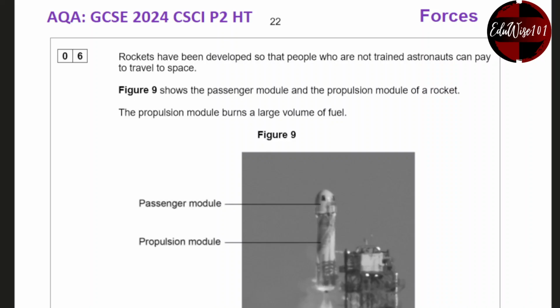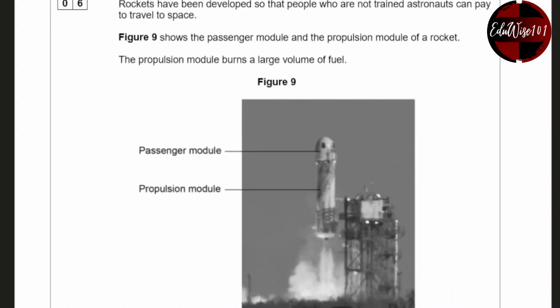In this video, I'm going to go through the AQA Combined Science Physics Paper 2 Higher Tier, question number 6, which is on the topic of forces. Rockets have been developed so that people who are not trained astronauts can pay to travel to space. Figure 9 shows the passenger module and the propulsion module of a rocket. The propulsion module burns a large volume of fuel.